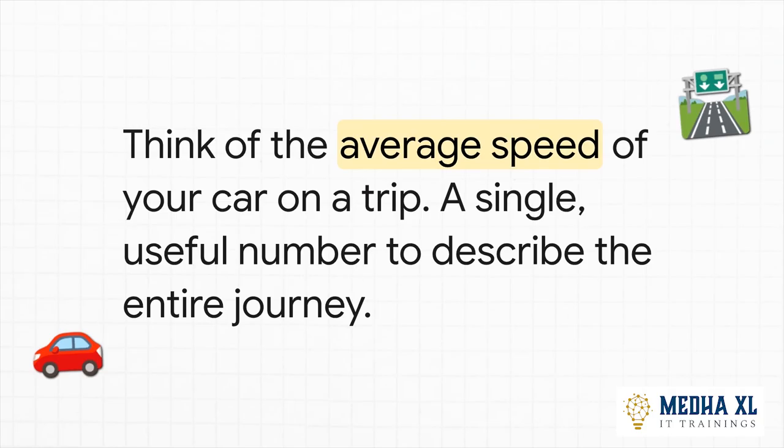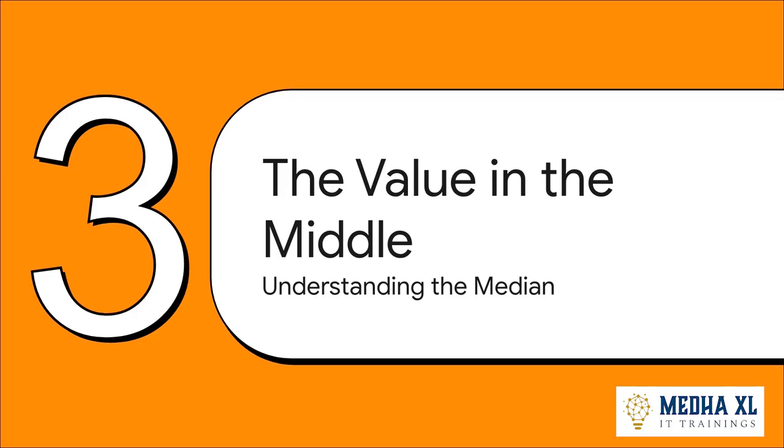A great way to think about this is your average speed on a road trip, right? You weren't driving at exactly 60 miles per hour the entire time. You stopped, you sped up, you slowed down. But that average speed gives you one single super useful number to describe the whole trip. That's exactly what the mean does. Okay, so the mean is useful, for sure, but it's not the whole story, especially in data science.